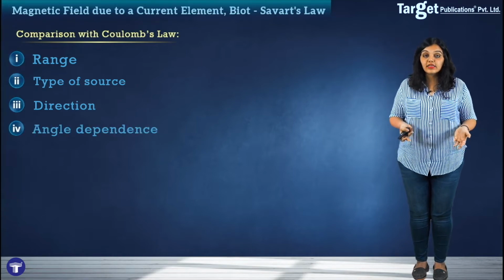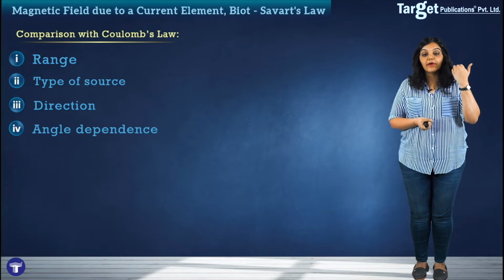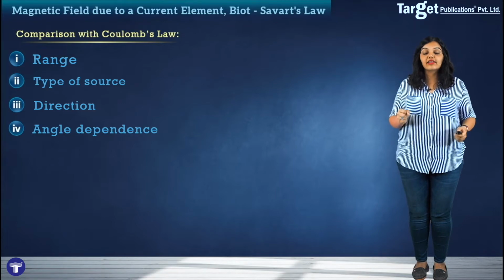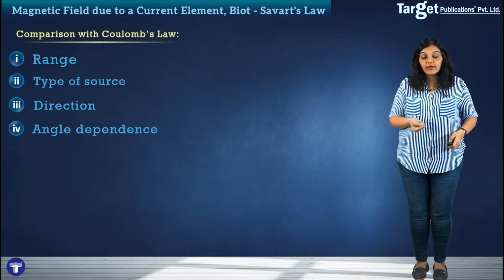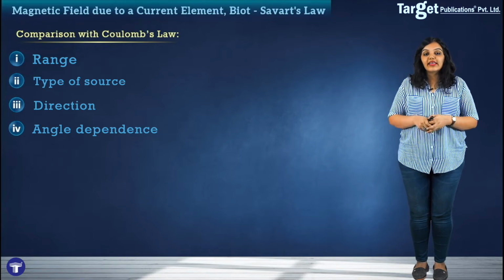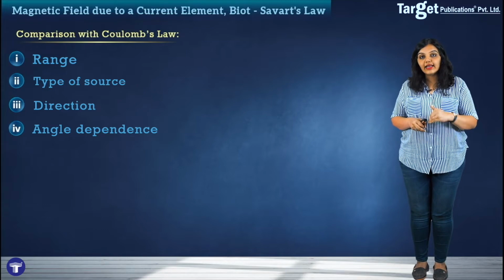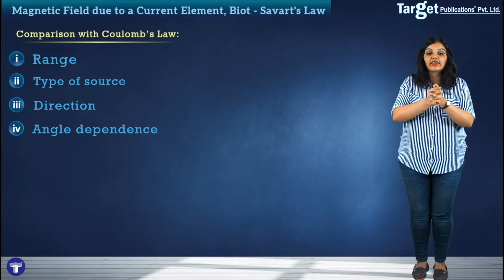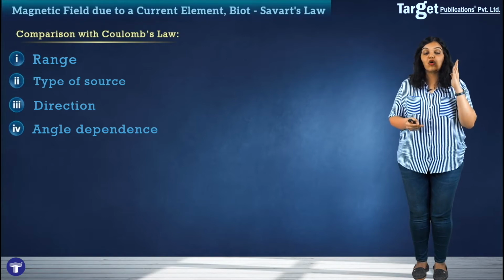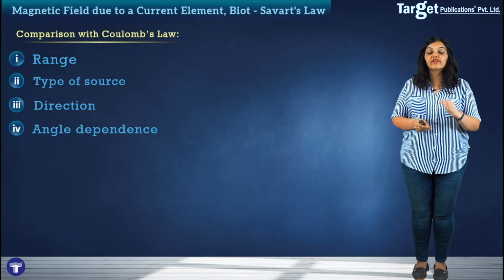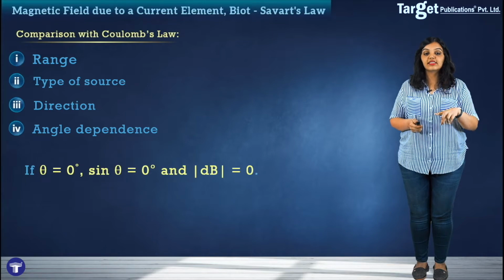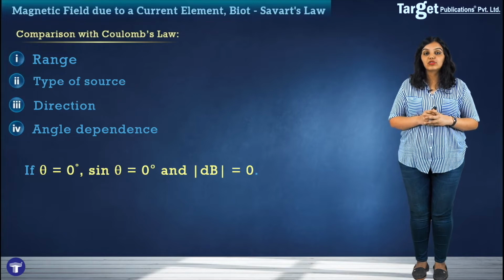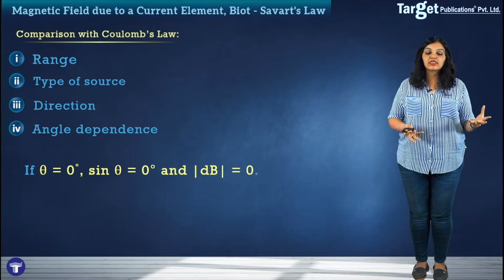Finally, remember that there is an angle dependence in the Biot-Savart's law that is not present in the electrostatic case. Coulomb's law does not have any angle dependence, but there is an angle dependence in Biot-Savart's law. It comes from the vector product, and therefore the magnetic field at any point depends on the angle between dl and r. If you want to find the magnetic field at any point in the direction of the current element itself, then the magnetic field will come out to be 0, because sine 0 is 0. So along this line theta will be 0, sine theta is 0, and therefore the magnitude of dB will come out to be 0. So this is the comparison between Biot-Savart's law and Coulomb's law.